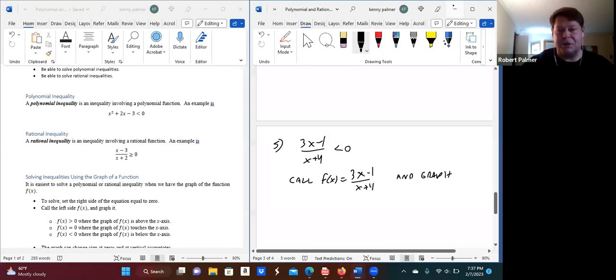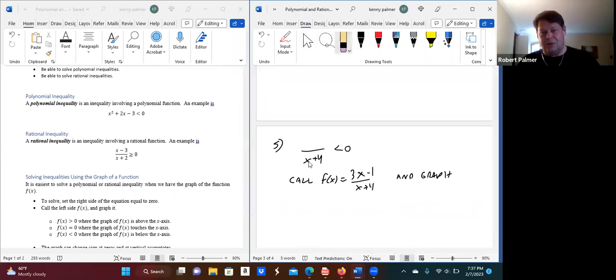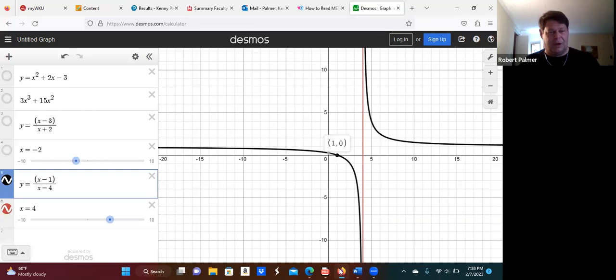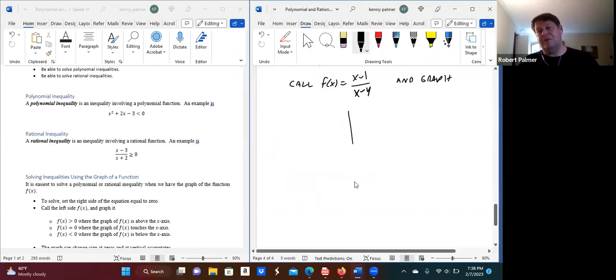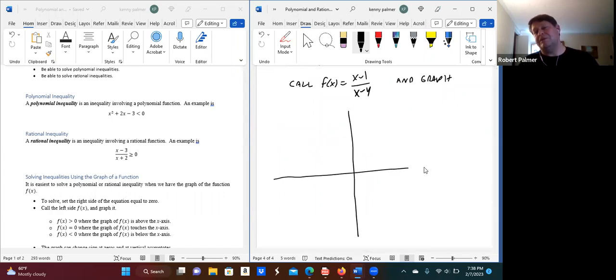Let's erase these and change the new value. So this is going to be x minus 1 over x minus 4. Okay, double check that. Yeah. All right, now since we graphed that, here are the axes.